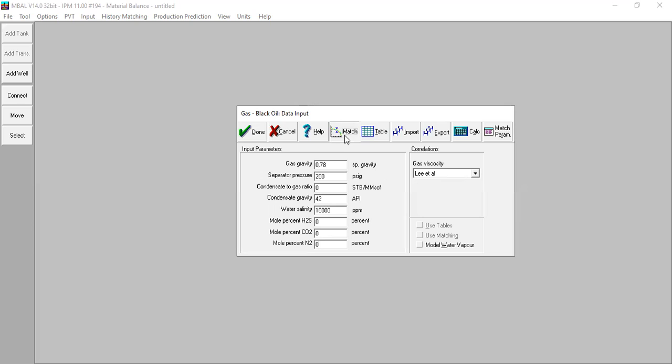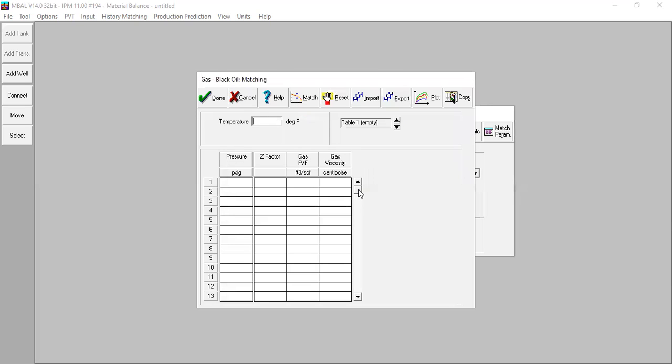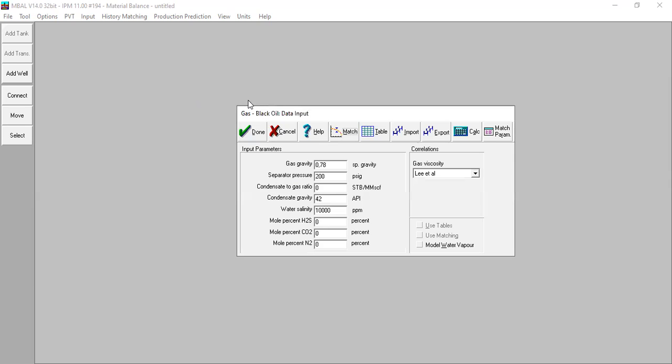And let's say I don't have any laboratory data. Okay, I don't know the pressure, Z factor, gas formation volume factor, gas viscosity. I haven't done any laboratory testing for these properties. So I will rely on correlation. I will not perform PVT matching. I will rely totally on the available correlation. Okay, so we will leave it blank.